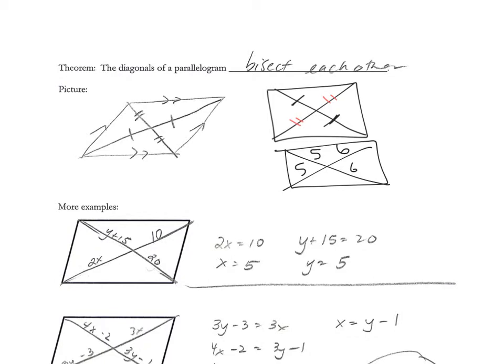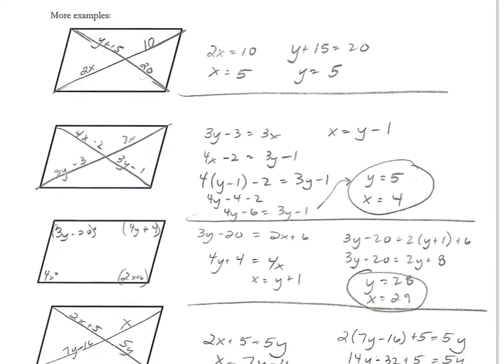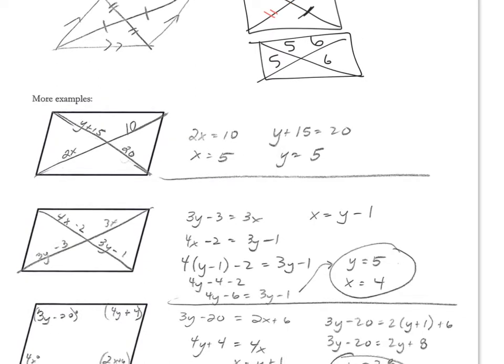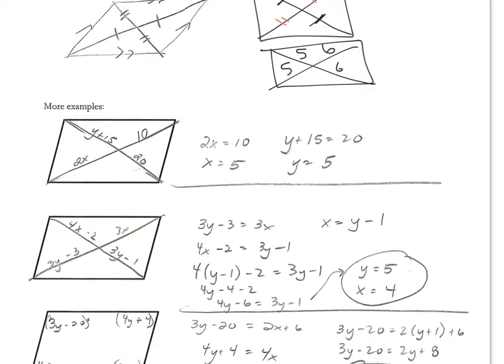This one would not be a parallelogram because this is 5 and this is 6. This would have to be 6 and 6, and this would have to be 5 and 5. So that is not a parallelogram. And then down here you can use these algebraically. These are all algebraic examples. So we know that 2x has to equal 10 because the diagonals bisect each other. We know that y plus 5 has to equal 20 because the diagonals bisect each other.